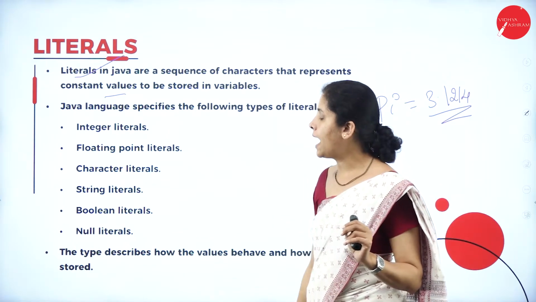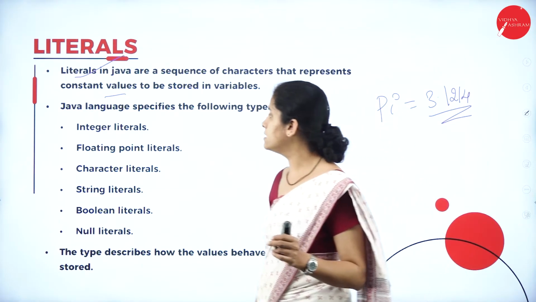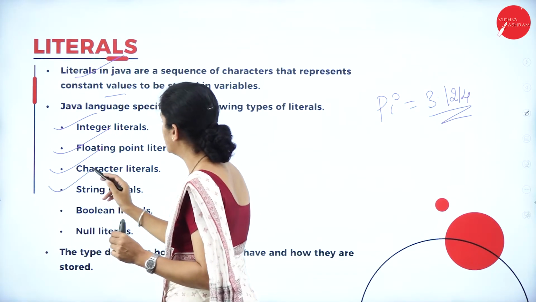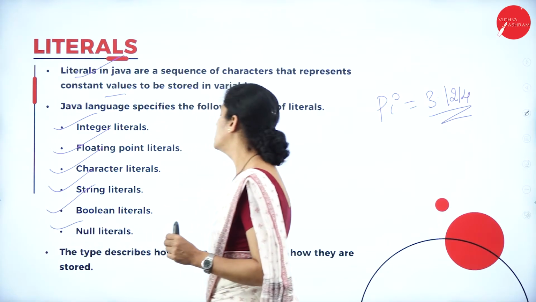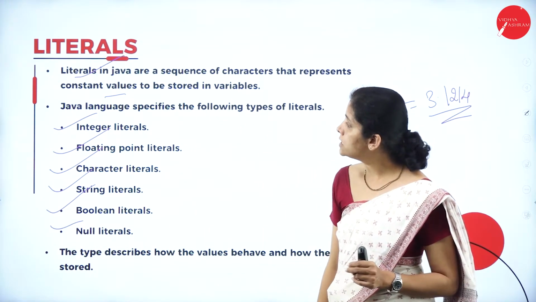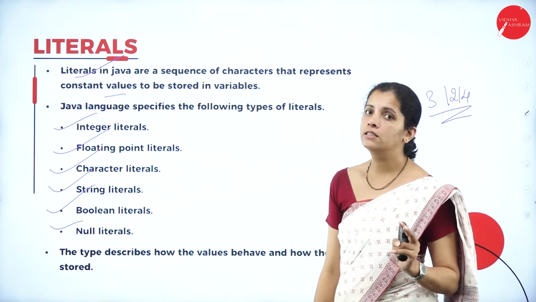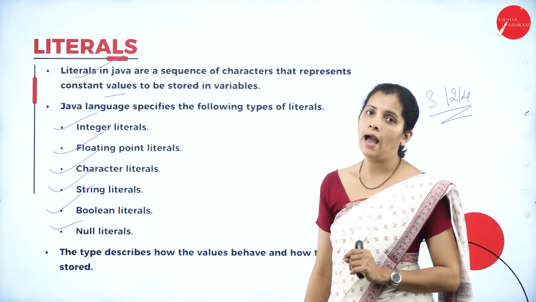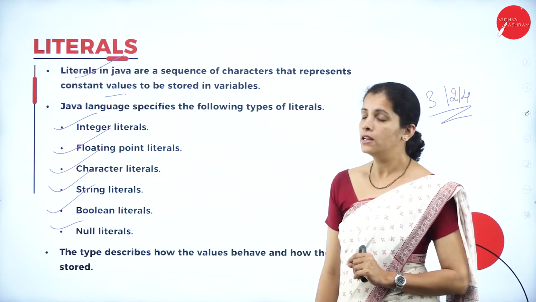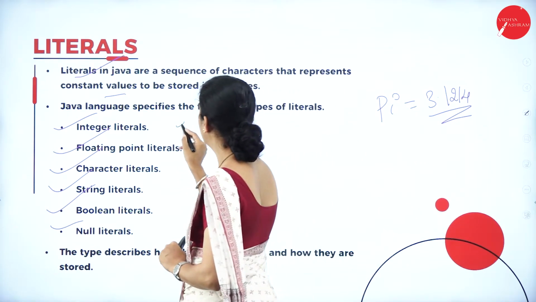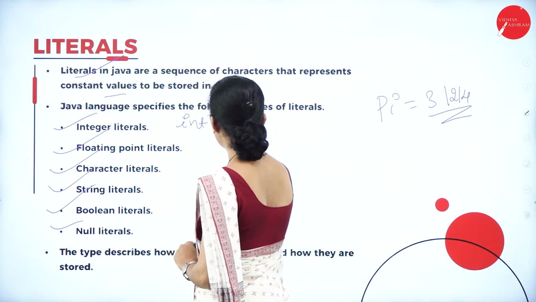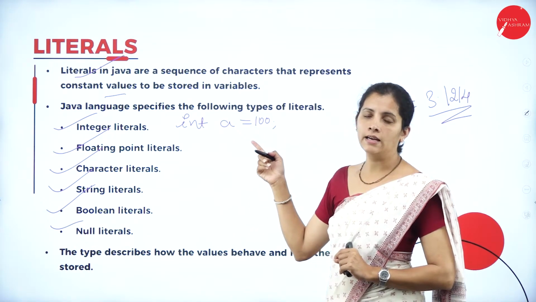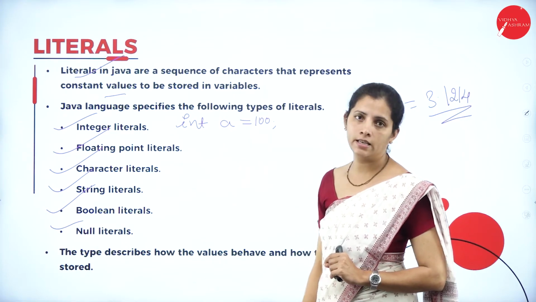Here I am going to have certain types of literals: integer literal, floating point literal, character literal, string literal, boolean literal and null literal. So what is an integer? Here integer is nothing but a whole number. To represent a whole number, I am going to use the integer data type. Now let me write an example. int a equal to 100, then this indicates that it is nothing but an integer literal.